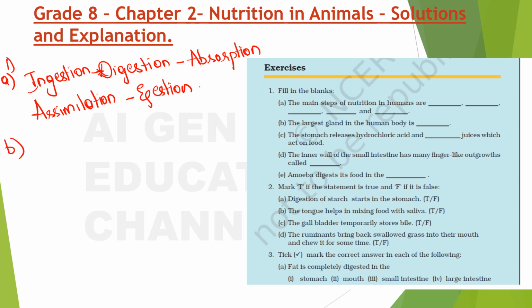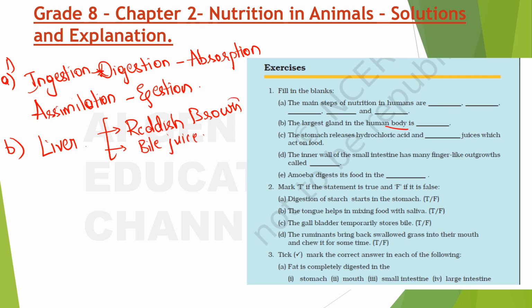Then comes, the largest gland in the human body is. What is the largest gland? You all know it is liver, right? And liver is in which color? Reddish brown color, right? And what is the secretion made by liver? It is bile juice, right? So these are extra things. The answer is liver, okay?